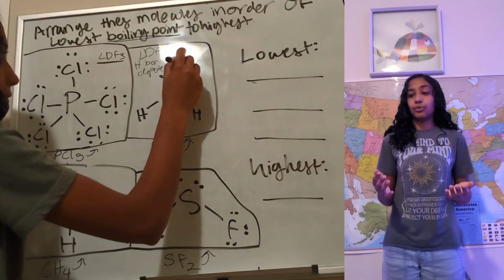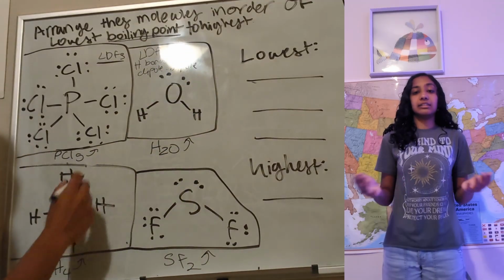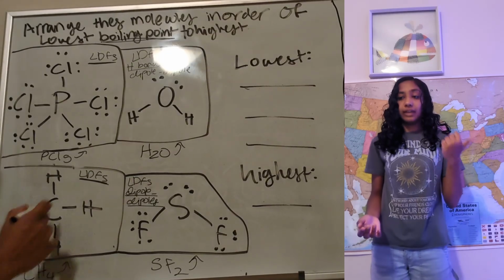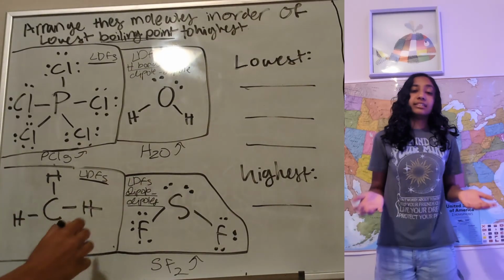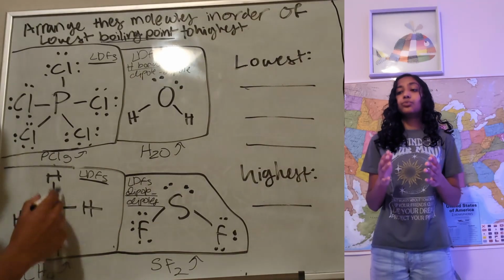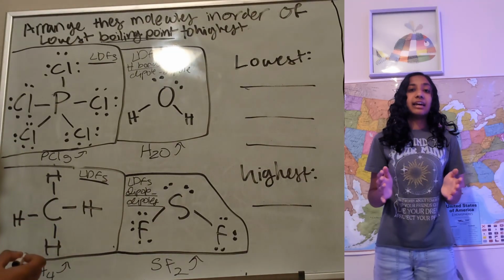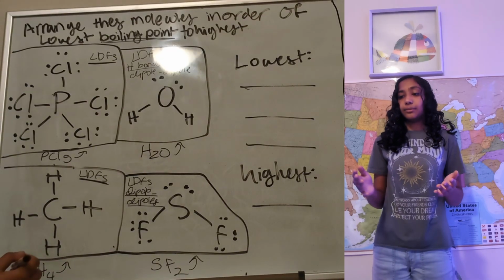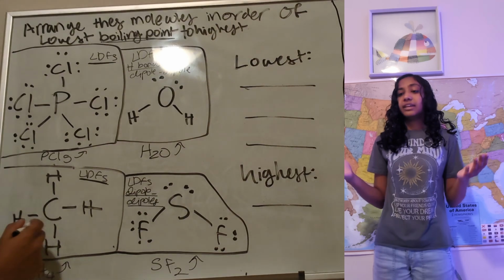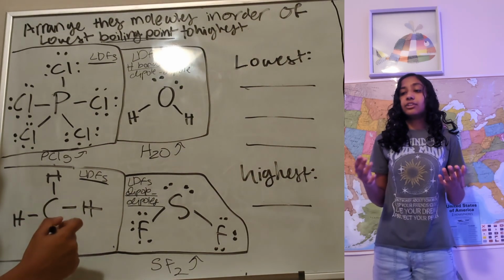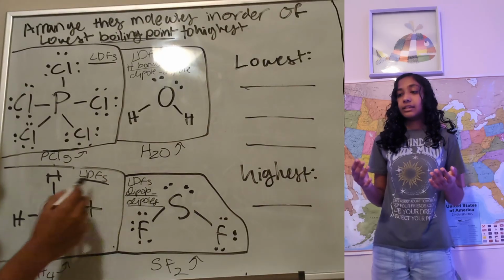Now, let's look at CH4. It has LDFs since it's a covalent molecule. There's no hydrogen bonded to either oxygen, nitrogen, or fluorine, so it doesn't have any hydrogen bonds. The bond between carbon and hydrogen is relatively nonpolar since they have similar electronegativities. There's no lone pairs on the central atom. And because of all this, we can say that CH4 doesn't have dipole-dipole forces and only has relatively weak LDFs.